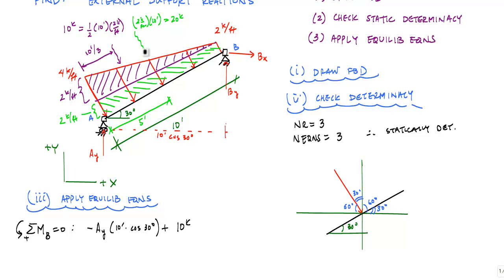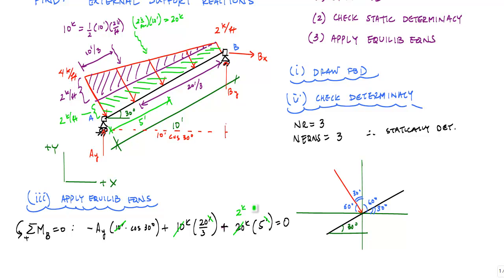plus 10 kips, and the distance is 2/3 of 10 feet, so that's going to be 20 feet over 3, plus the 20 kips caused by the uniformly distributed part times the perpendicular distance to point B, which is 5 feet, equal to 0. When I plug and chug, I can cancel out some tens and feet here.